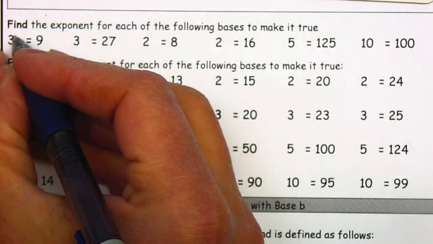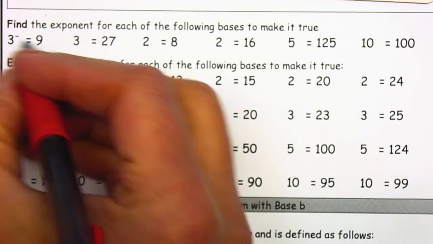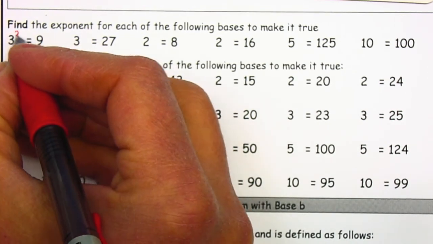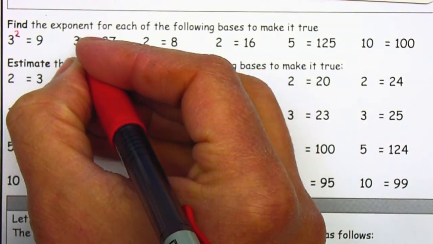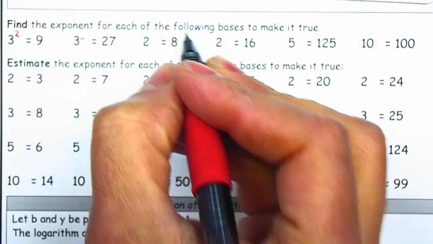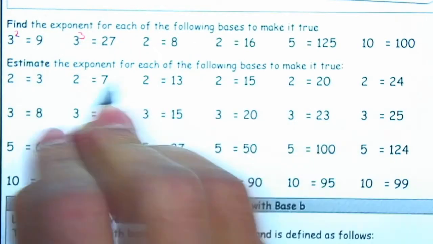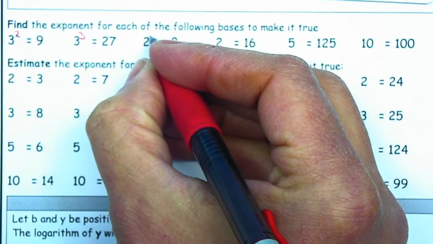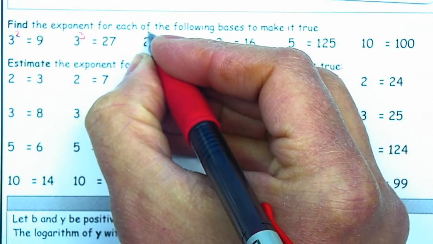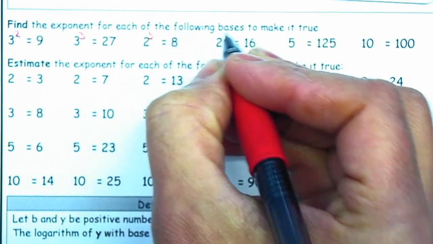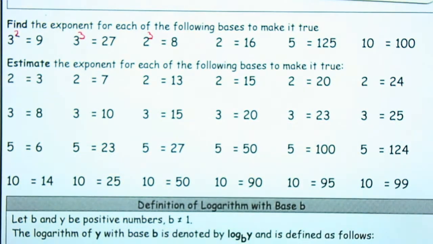First, 3 to what power is equal to 9? So 3 raised to what power is equal to 9? That'll be 2. 3 to the second power is equal to 9. 3 to what exponent is equal to 27? We know that is equal to 3. 2 to what exponent is equal to 8? We know that will be equal to 3. 2 times 2 times 2 is equal to 8.